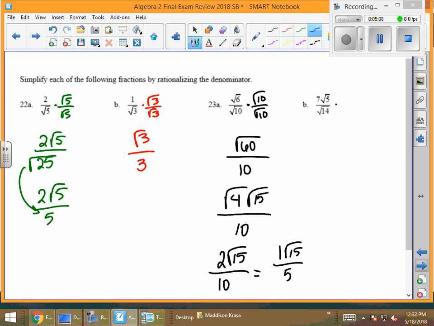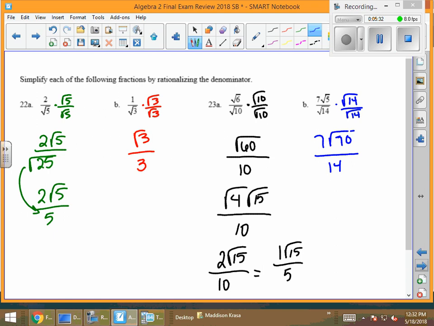All right, now part B is very similar, except now we have a constant or a coefficient and we have a radical there. So we're multiplying by radical 14 over radical 14. On the top we get 7 radical 70, over 14.